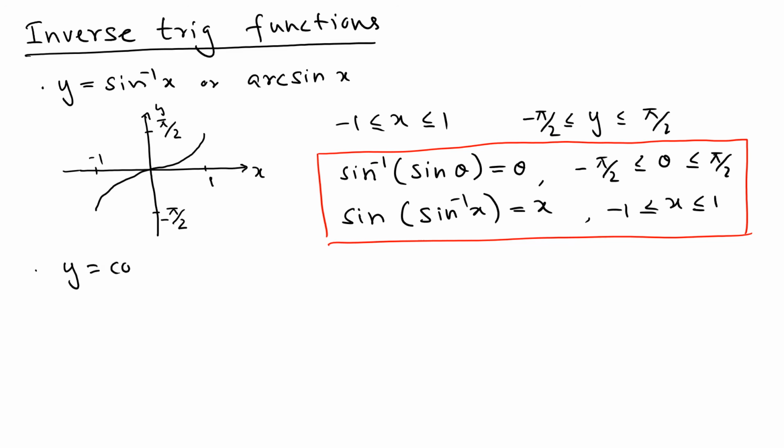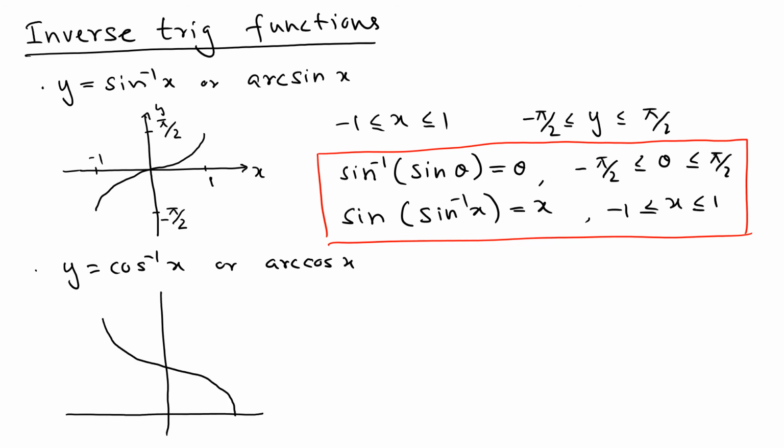So let's look at the cosine inverse. Y equals cosine inverse, or you can say arc cosine. This has this graph. This is a slightly different situation. This is -1 and 1, and you can see it is going from 0 to pi. That's how we define the cosine inverse. So this is the cosine inverse graph, and the range is from 0 to pi. Again, x has to be between 1 and -1, and the range goes from 0 to pi. And then we have these cancellation properties.